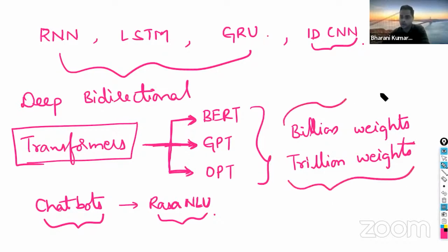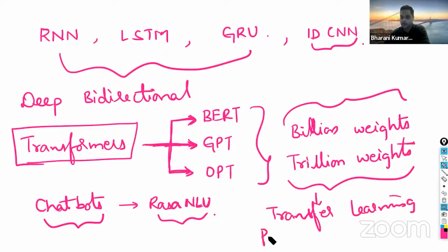And when you reuse weights, it's called transfer learning, or usage of pre-trained models. And this is going to be the future. If you want to be truly futuristic, these are the techniques that you have to focus upon.